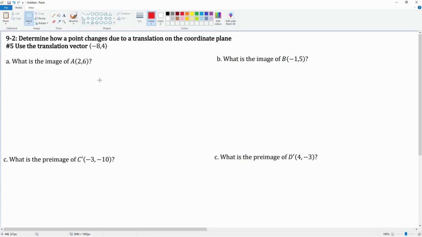Exercise 9-2, determine how a point changes due to a translation on the coordinate plane. Number 5, you're going to use this translation vector of -8, 4. That's what the vector means. Well, how about we just write this? I'm going to grab this and put it everywhere so we know that this is the vector from all of them.